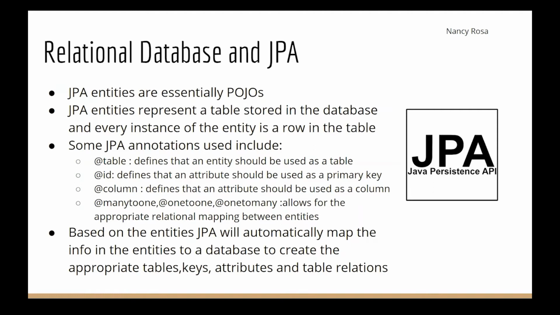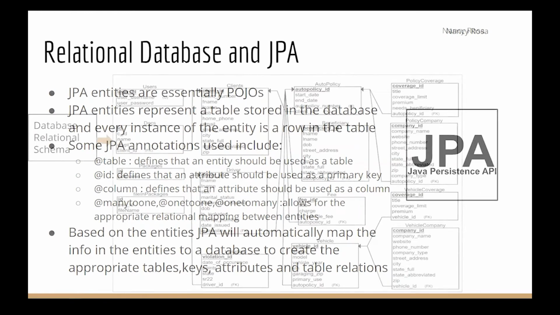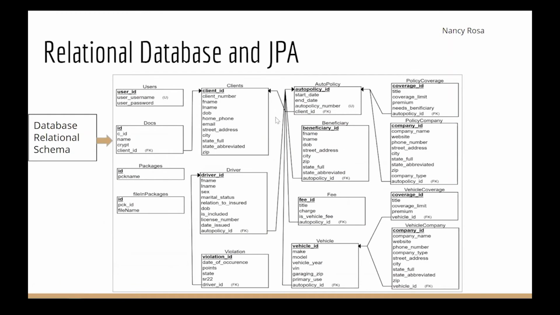Some annotations used include many-to-one, one-to-many, and one-to-one, all of which allow for the appropriate relational mapping between entities. And based on these entities, JPA will automatically map information in the entities to a SQL database to create the appropriate tables, keys, attributes, and table relations. So here is our relational database schema.